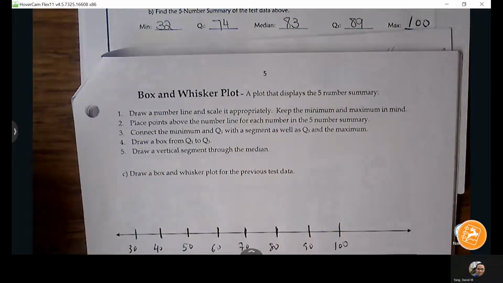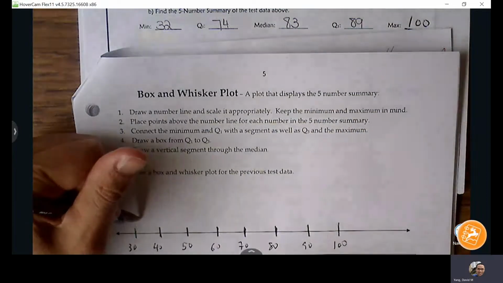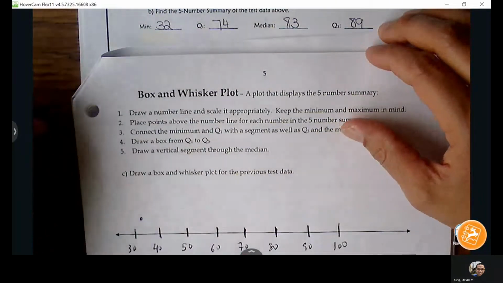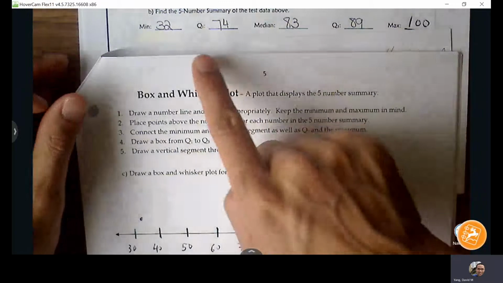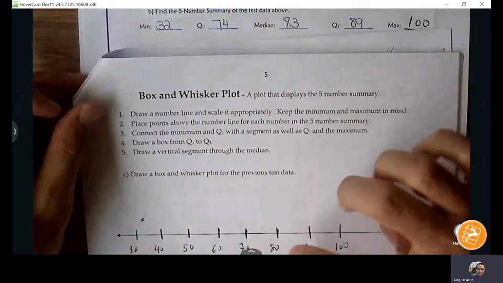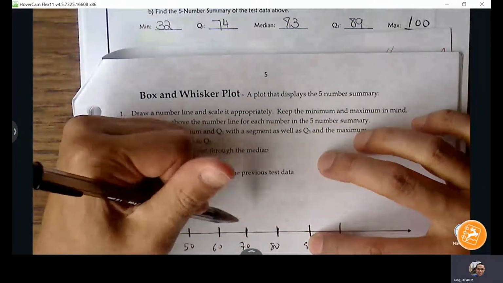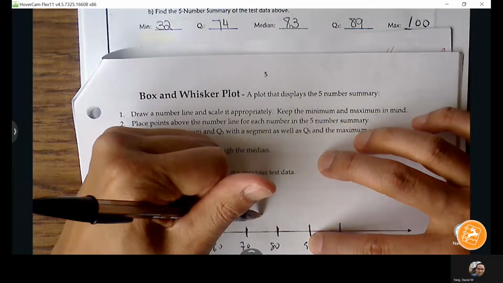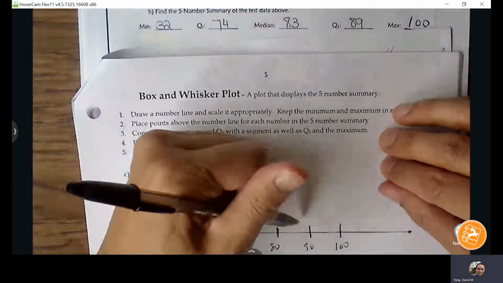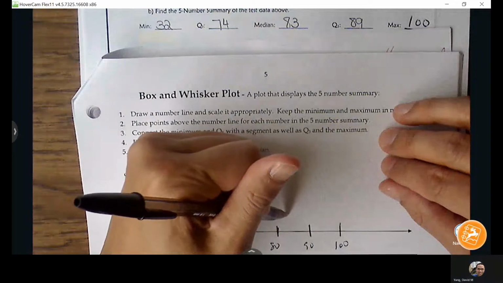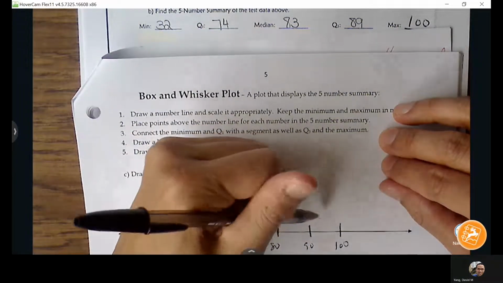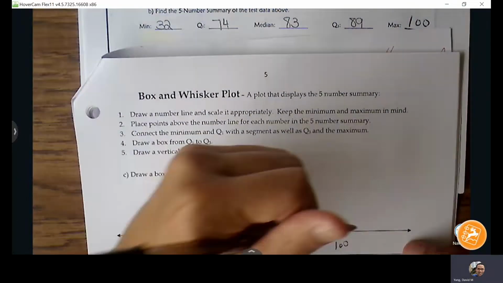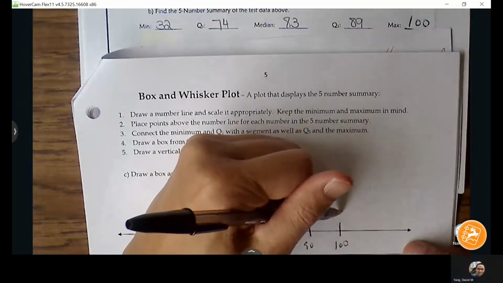Okay. So 32, we're going to estimate where 32 is. And we're going to extend to our Q1. Q1 is 74, so I'll put 74 around here. Median is 83. Q3 is 89. And then the largest number is 100.